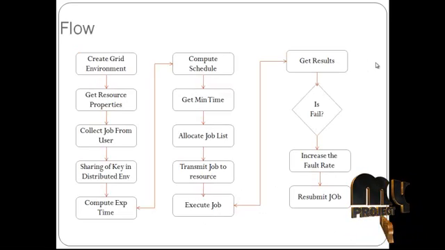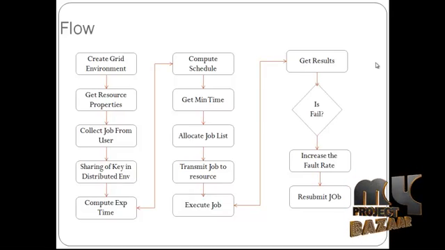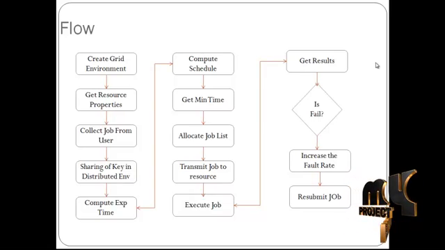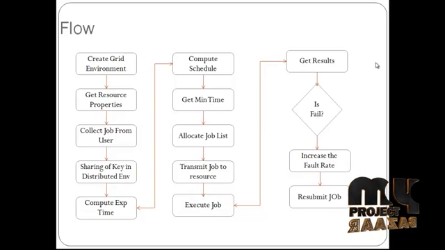Next we are going to see the flow of this process. First, we need to create the grid environment. In this environment, we set the resources and their properties like MIPS rating, number of machines, number of processing elements, and the routers connected with a geo information server and grid resources. Then we create the number of users and collect jobs from those users. Here we call the jobs gridlets. Next we share the keys in the distributed grid environment. For this, each resource has a unique key.